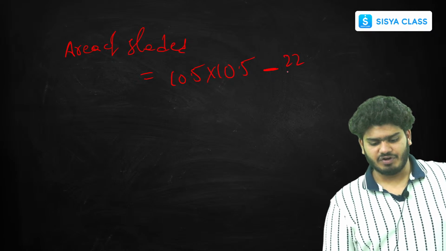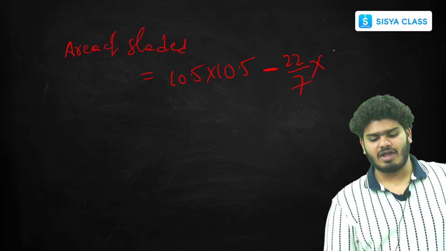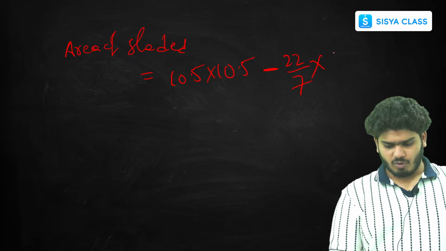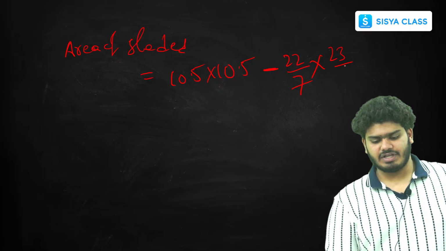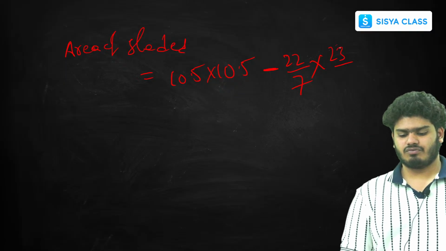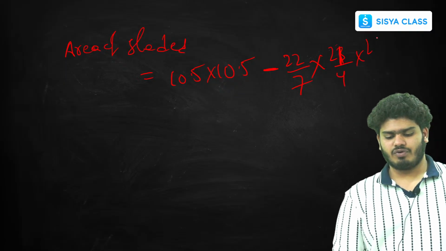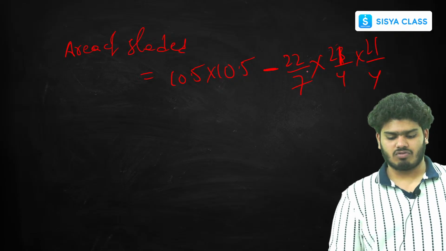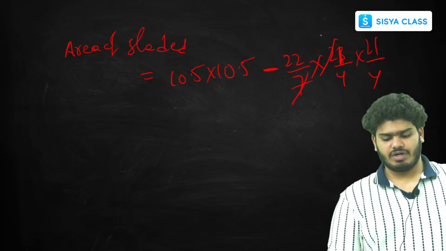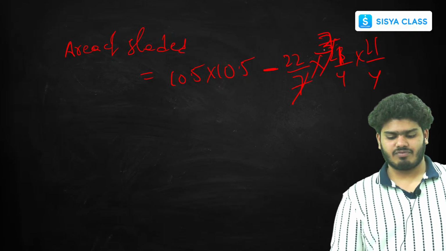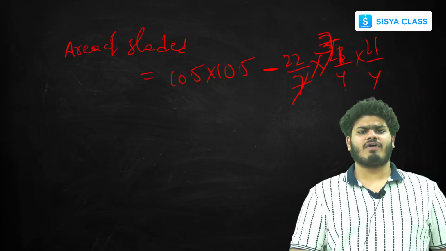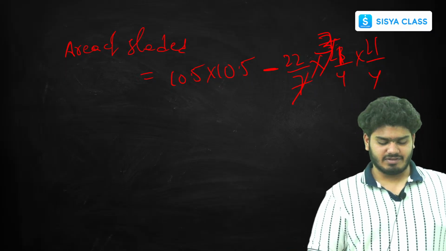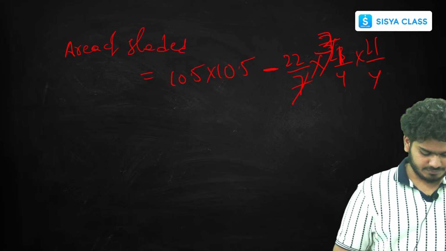Pi r square means 22 by 7 into the r value, 5.25, whole square. You can write it like this also, where 21 by 4 into 21 by 4. You can do like this also. So it will be like 3 times. So now you can easily do simplification and we can find out the value of the shaded region. I think it's clear, right?